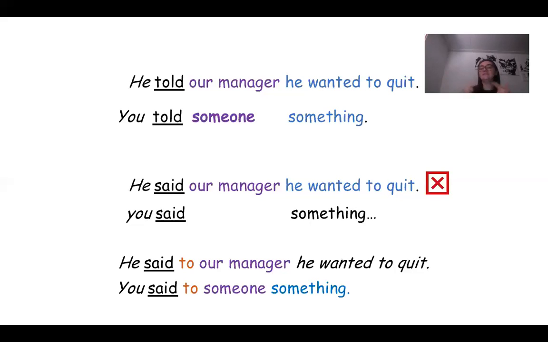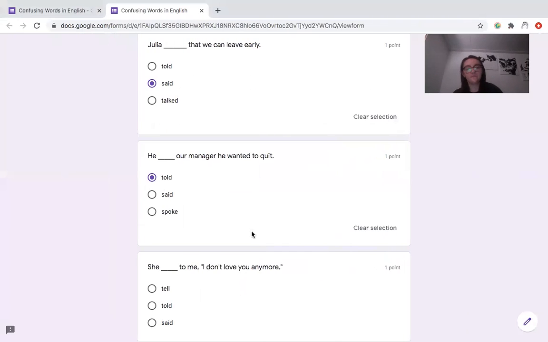Instead of just saying, he said our manager, that sounds like he just said the words our manager, he wanted to quit. And that doesn't really make sense. So you need to say to let people know, okay, he said something, words came out of his mouth, and it was to another person. He said to our manager he wanted to quit. So you'll see it has everything. You have a person said to someone, which is our manager, something. He wanted to quit. That's what he said, right?